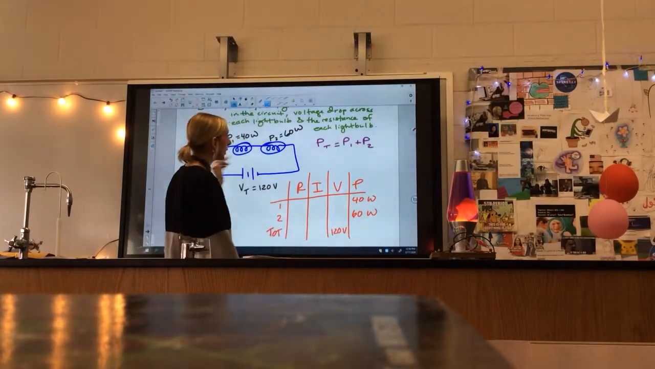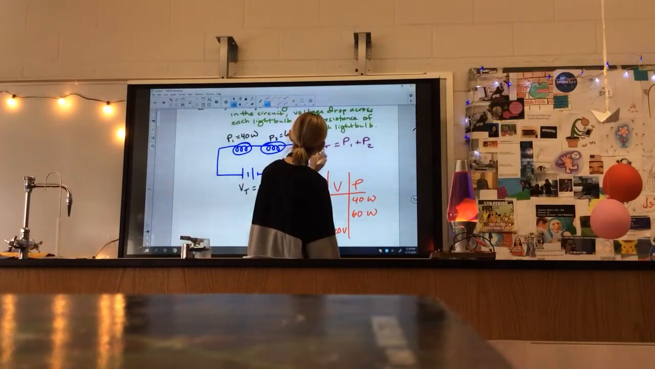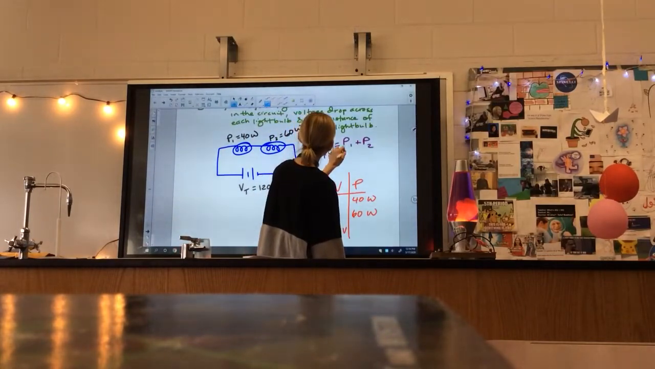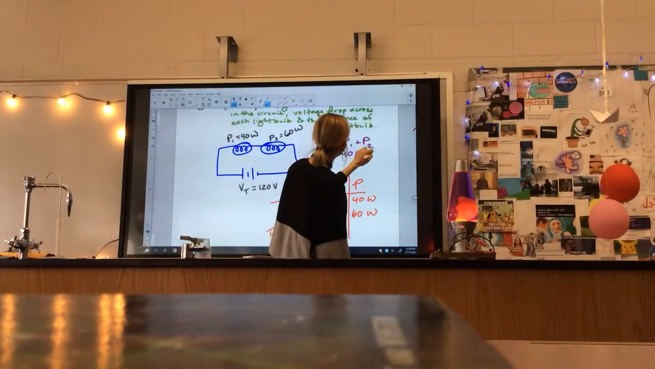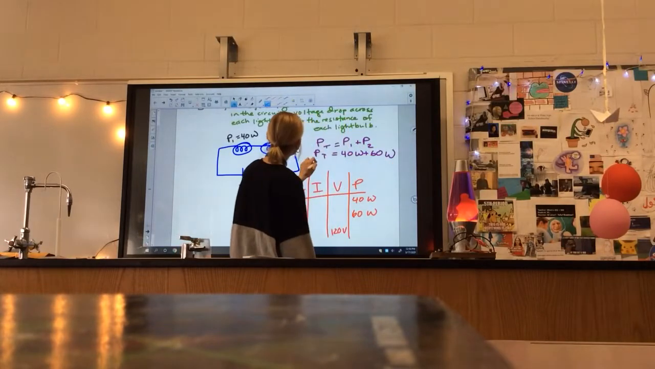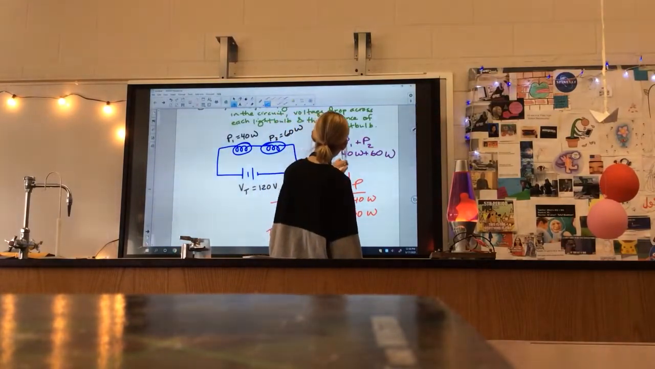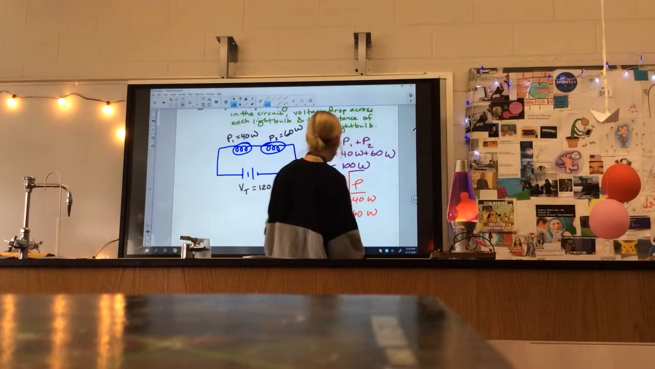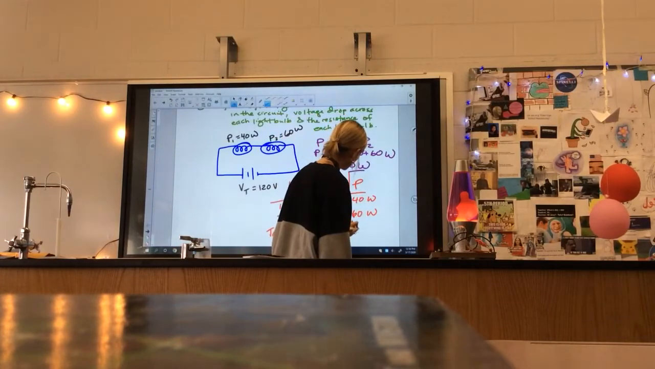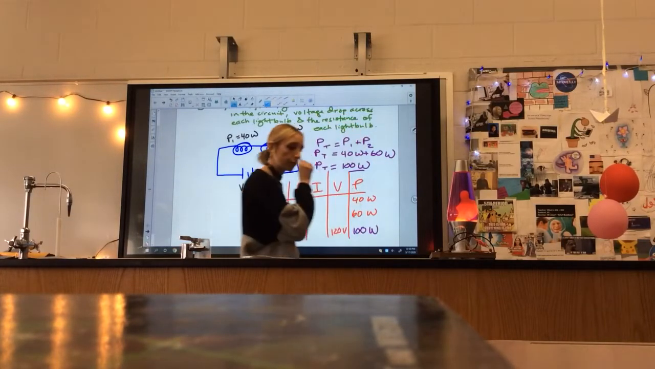So what is our total power? Well, P total is equal to P1 plus P2. In other words, 40 watts plus 60 watts. So our total power in this circuit is 100 watts. Let's write that number in because that's really going to help us solve the whole rest of this.